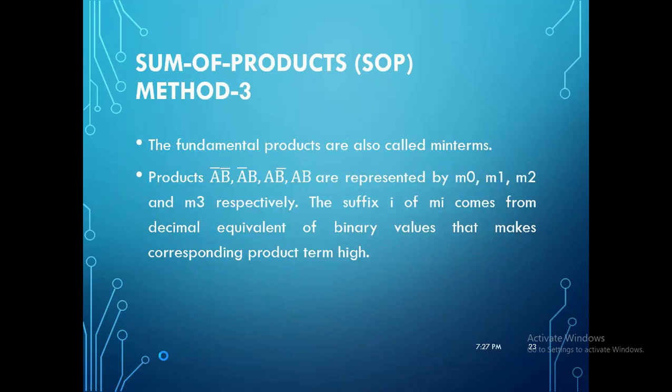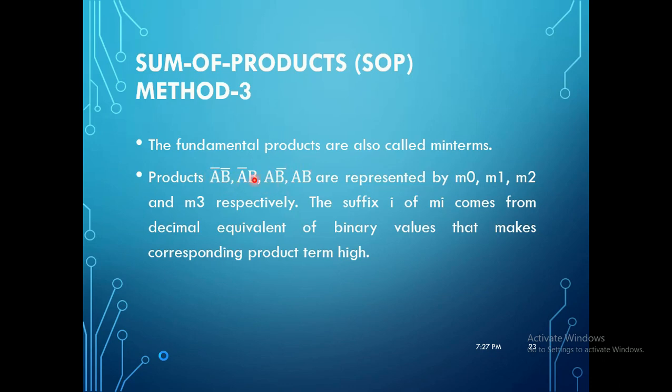The fundamental products are also called as min terms. If you are going to solve some problems in the coming units, you'll come across this term called min terms, so you have to know what a min term is. Here the products A bar B bar, A bar B, A B bar, A B are represented by M0, M1, M2 and M3 respectively. Why have they given M0, M1, M2, M3 for these particular products? You may think that.